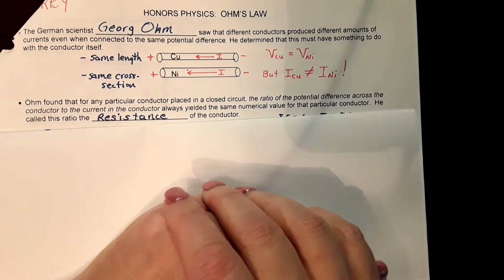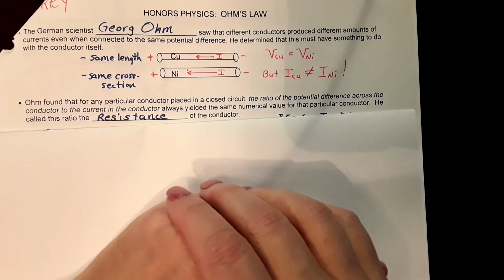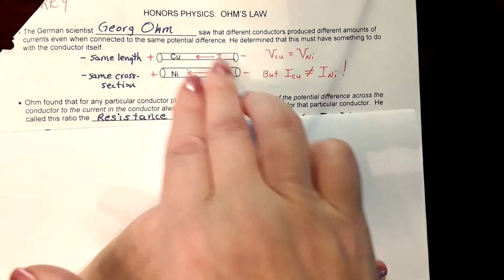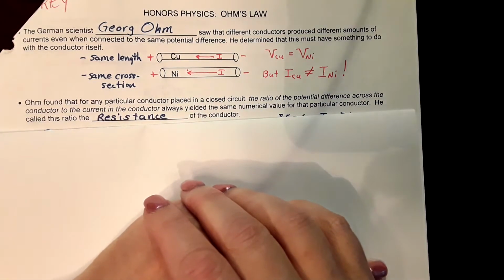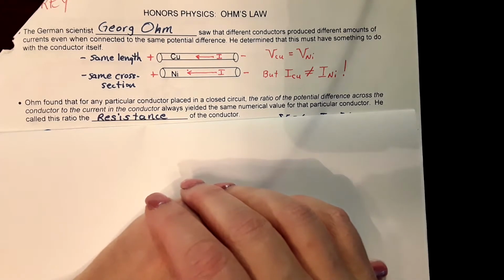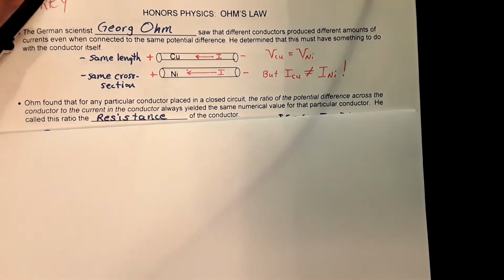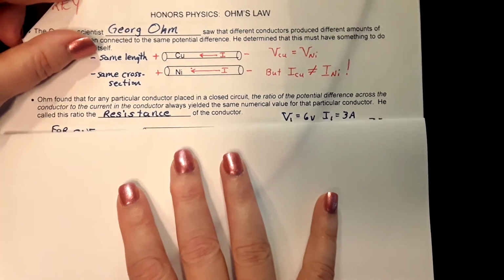Now, in AP Physics, we would actually look at the resistance of a conductor based on the physical properties. We don't do that at this level, though. So we're going to look at how you can use electrical measurements to determine the resistance of a given conductor. So let's take a look.